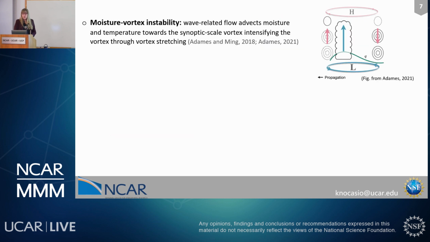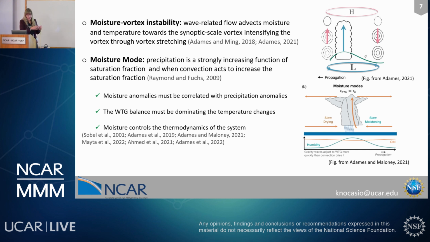Before going into the results, let me go quickly over these theories. We just talked about moisture vortex instability. Another theory that I look into is moisture mode. Again, we've heard about that recently with our recent M-Cube speakers, and this theory has been around for a longer while. It's defined in different ways. For example, Raymond and Fuchs, who was here recently, define a moisture mode as when precipitation is a strongly increasing function of saturation fraction, and when convection acts to increase the saturation fraction.